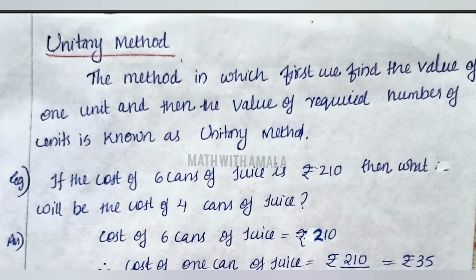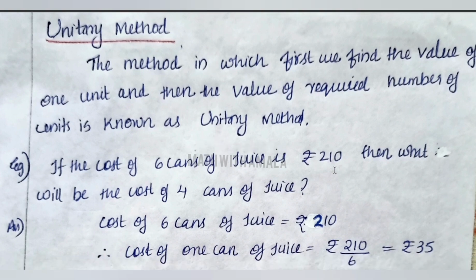If the cost of 6 cans of juice is rupees 210, then what will be the cost of 4 cans of juice? The cost of 6 cans of juice is rupees 210. Therefore, you have to calculate the cost of 1 can, then for 4 cans. So, 210 divided by 6 you have to do, that is rupees 35. Now you have found the value of one can of juice, that is rupees 35, just by dividing the total by the number.